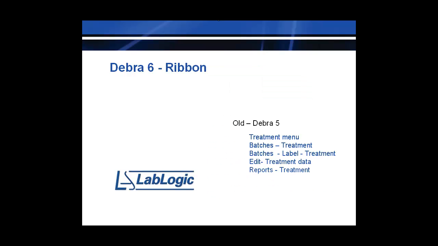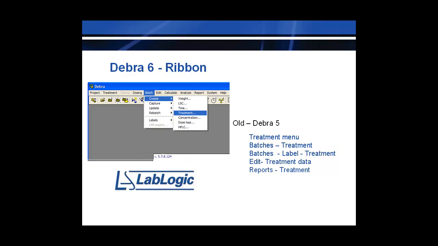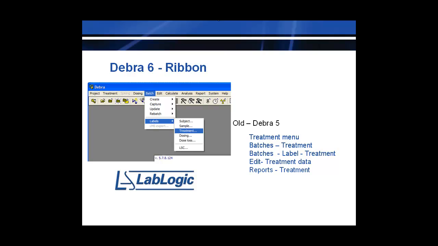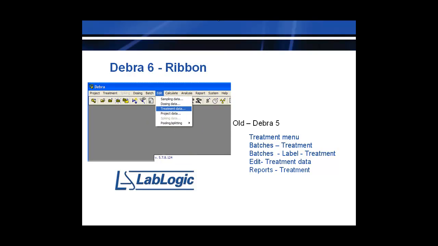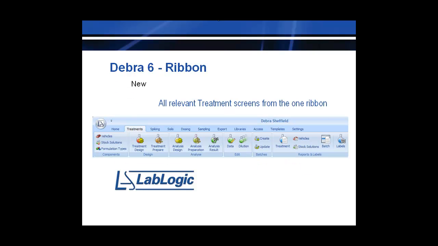Take this example. In Debra 5, treatment functionality can be found in many places. Obviously the treatment menu, but also batches for creating LSC treatment batches, and also treatment labels. The edit treatment data menu allows review of project formulations, and the report menu for the reporting of the design, preparation and analysis of treatments. In Debra 6, all of this functionality is consolidated onto one easy-to-use ribbon.